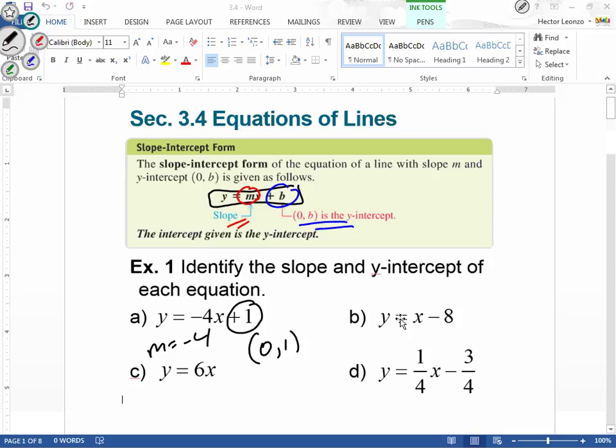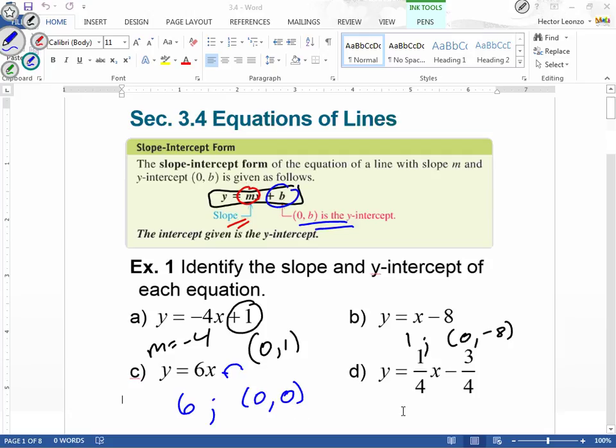Let's take a look at example B. My slope is +1, right? It's the number with the x. And my y-intercept is going to be (0, -8). Looking at example C, my slope is 6. It is the number with the x. Now for my y-intercept, I know I have to use 0 for the x. I don't see a value after 6x. I don't see a y-intercept, so I'm going to say that that is a 0. So my y-intercept is (0, 0).